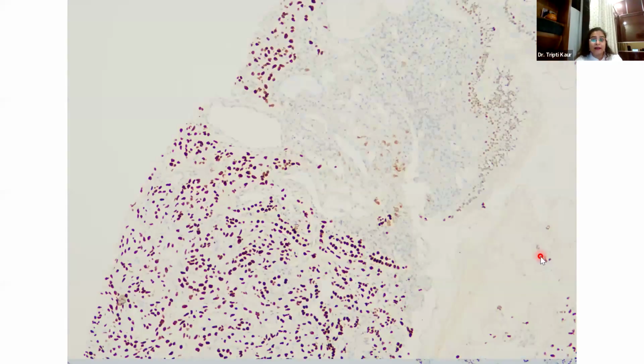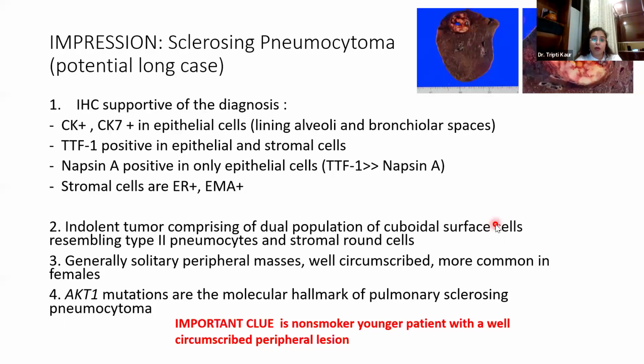Okay. And this is a potential long case. You should know that if the patient is a non-smoker, a younger patient, and presents with a well circumscribed peripheral lesion in the lung, which is not looking upfront malignant and has some sclerosis. Sclerosis in itself is a very soft pointer that it's a slow growing tumor. Wherever you see sclerosis, it should hit you: it could be a slow growing tumor, not a very aggressive tumor here.